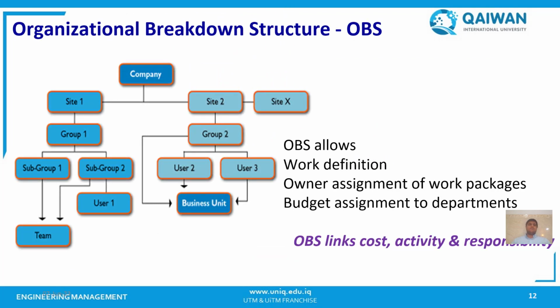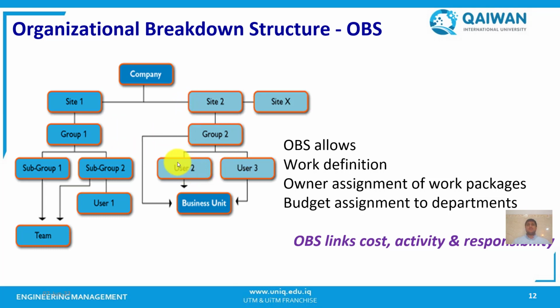We have another term called organizational breakdown structure. What is organizational breakdown structure? It is a hierarchical representation of an organizational structure that identifies the organizational units and their relationships within a project. It provides a visual depiction of the project's reporting and communication lines. It shows how project responsibilities and resources are distributed across the organization.